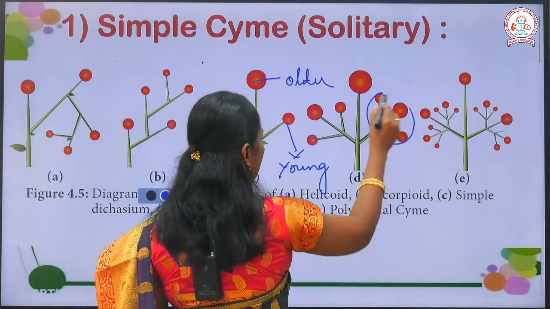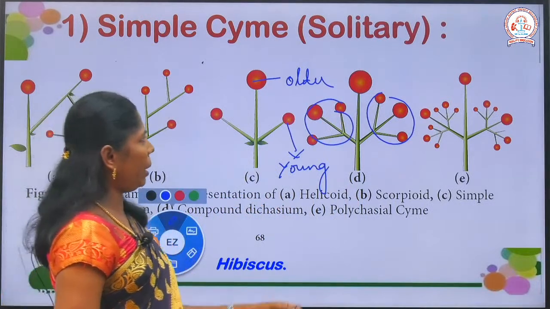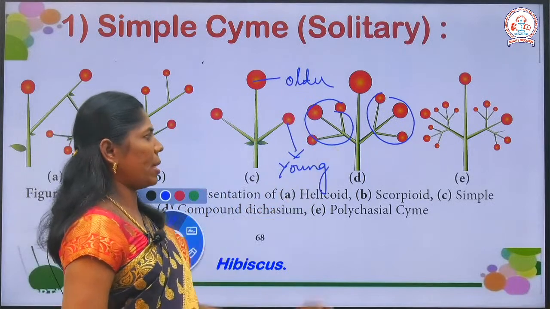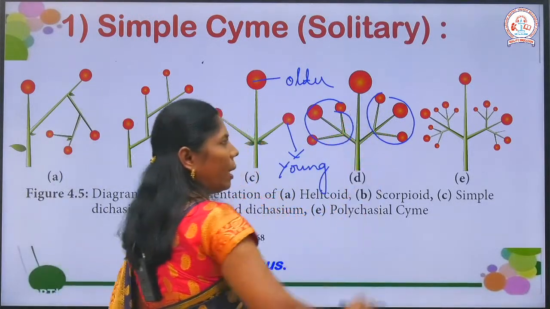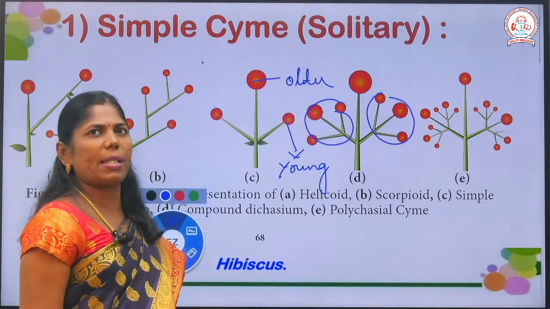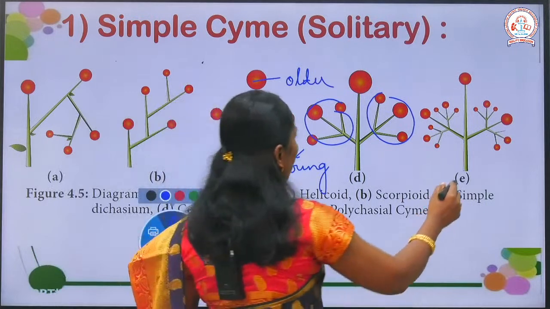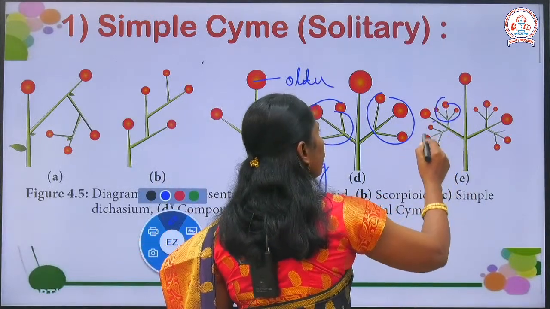This is one simple dichasium, this is another simple dichasium, which together form a polydichasium. This is a dichasium. Dichasium means di means two. It has two chasium, simple cyme is present. Another one here is a polychasial. Polychasial means it has three or four here.